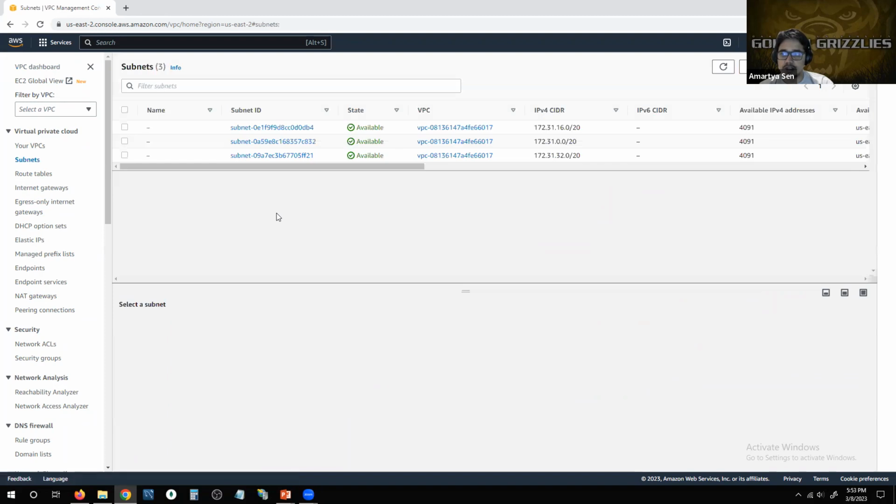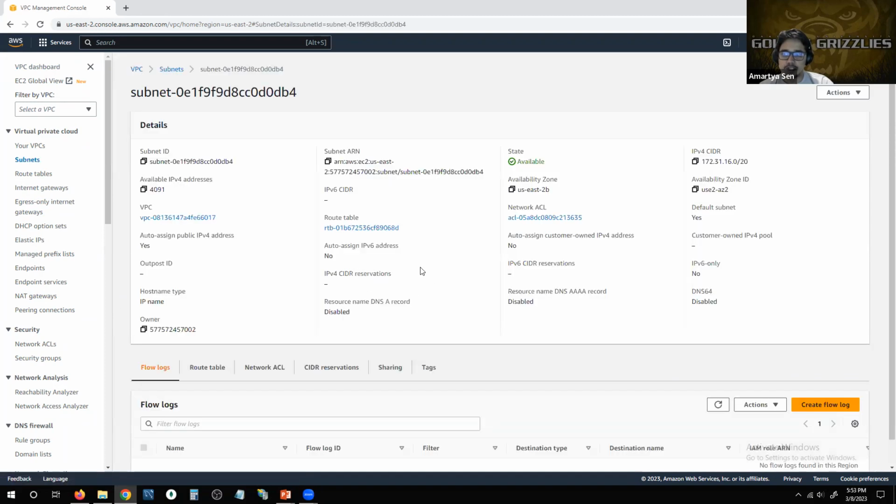So you can go into that subnet and you can check each of these different subnets and you can see the different features that are available. So here you can see that this subnet has an IPv4 IP address. Okay, so it's using the IPv4 protocol, and this is the range of IP addresses that is available.